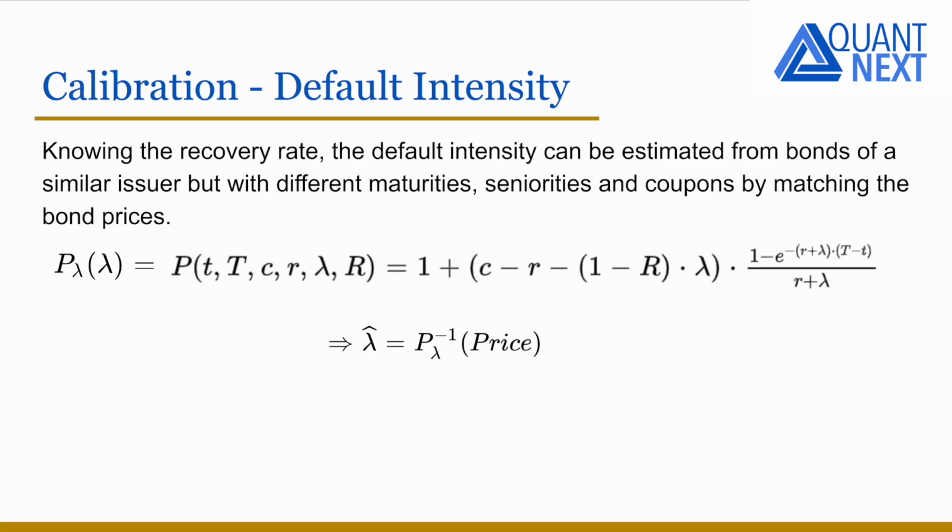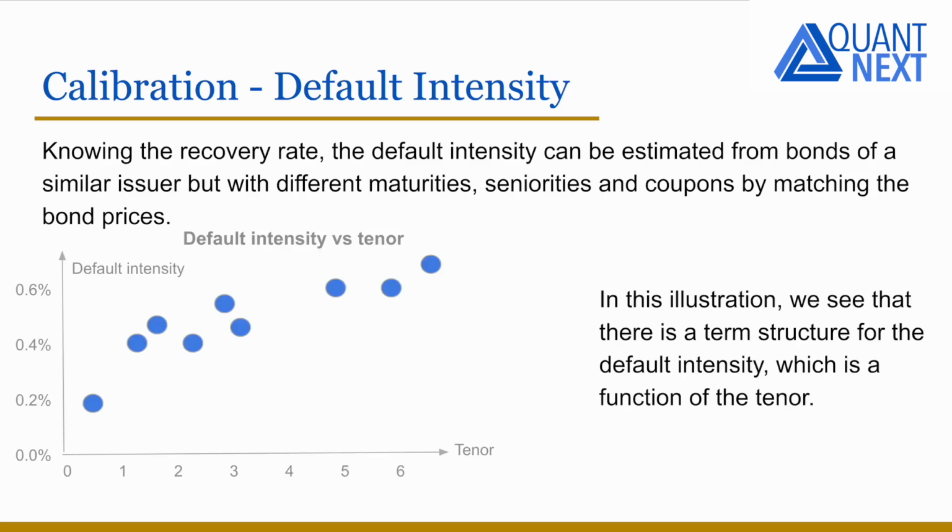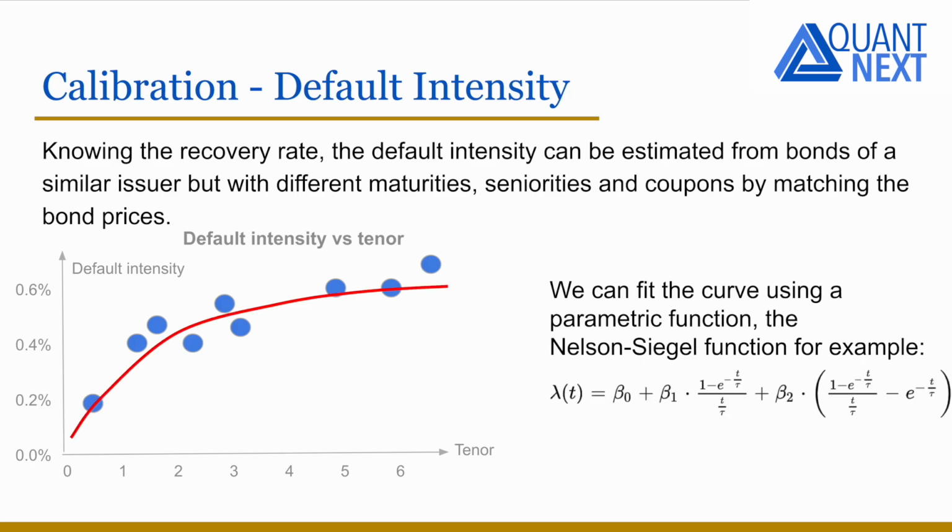Knowing the recovery rate, the default intensity can be estimated from bonds of a similar issuer but with different maturities, seniorities and coupons by matching the bond prices. In this illustration, we see that there is a term structure for the default intensity, which is a function of the tenor, with a higher default intensity for a higher tenor. We can fit the curve with a parametric model using, for example, a Nelson-Siegel function, which is popular in fixed income.